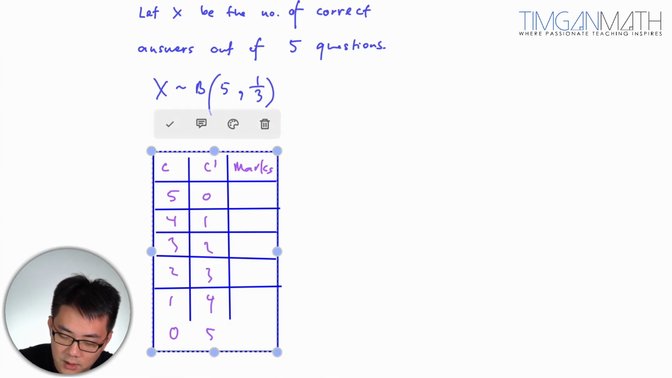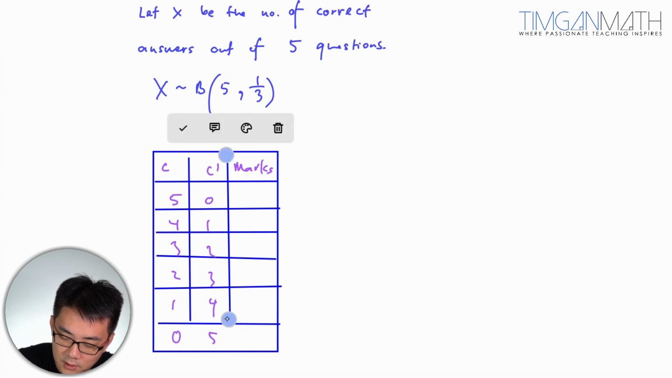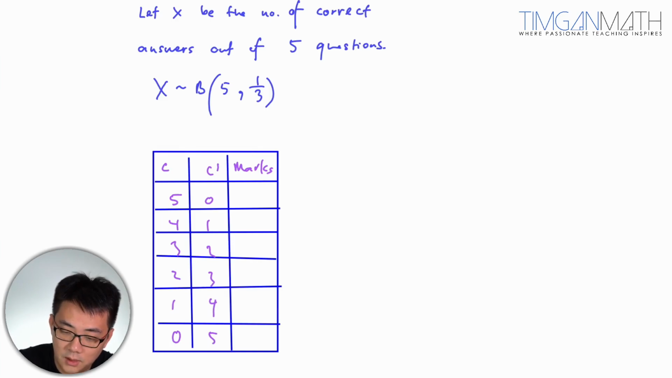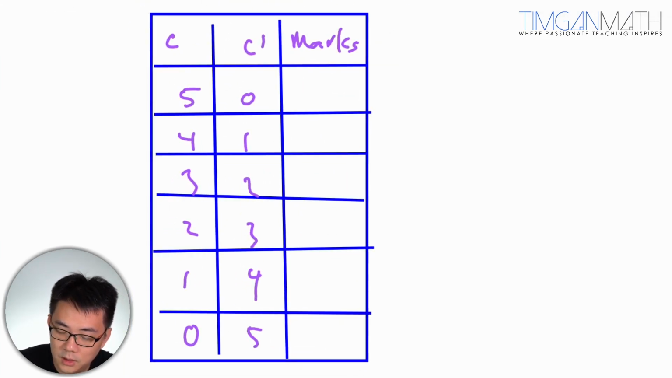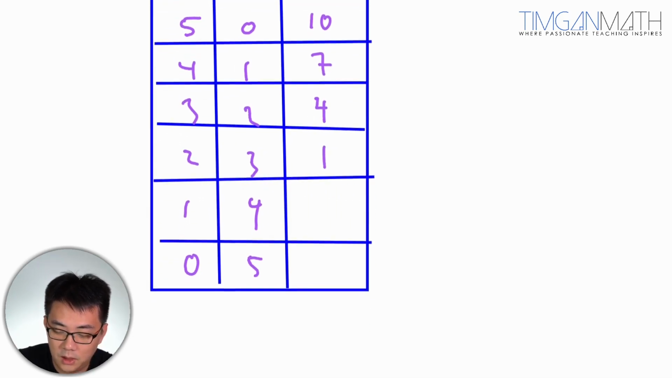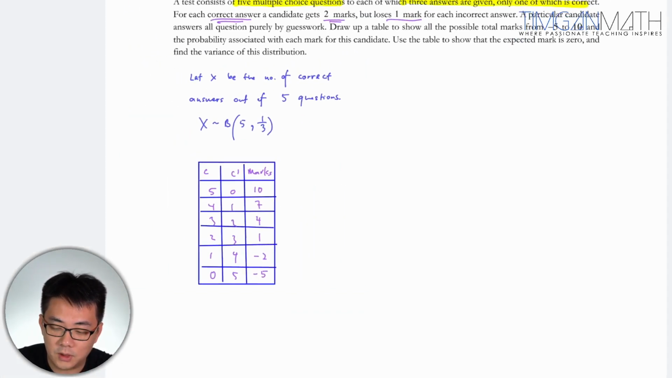So let me just extend this a bit. Okay, so this is the case. So the number of marks here would then be, because each correct question is 2 marks, this will be 10 marks, right? So this is 4 times 2 minus 1, which will be 7. 3 times 2, 6 minus 2, which is 4. And then this will be 1, this will be -2, and this will be -5. Okay, so these are all the possible marks that you get.